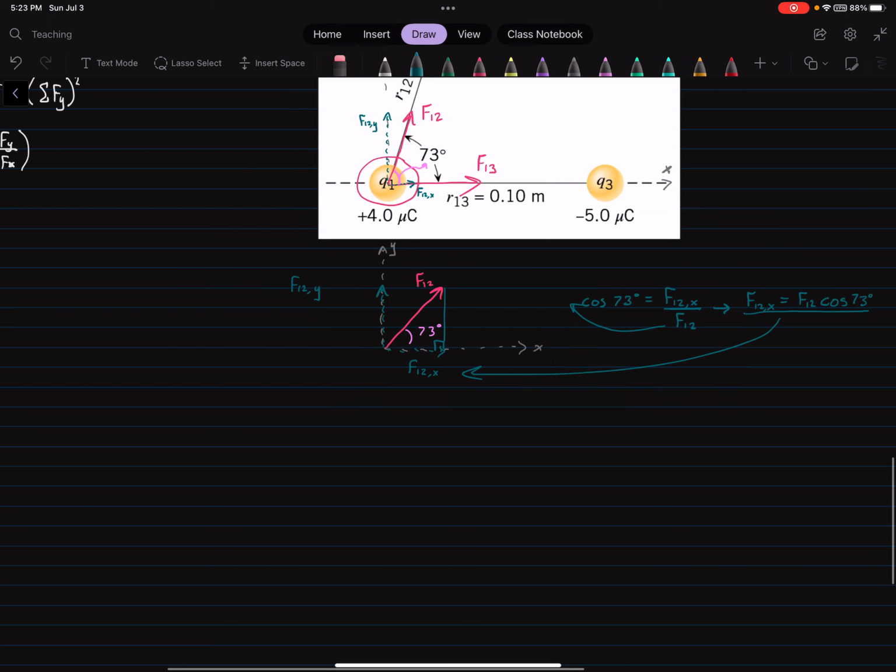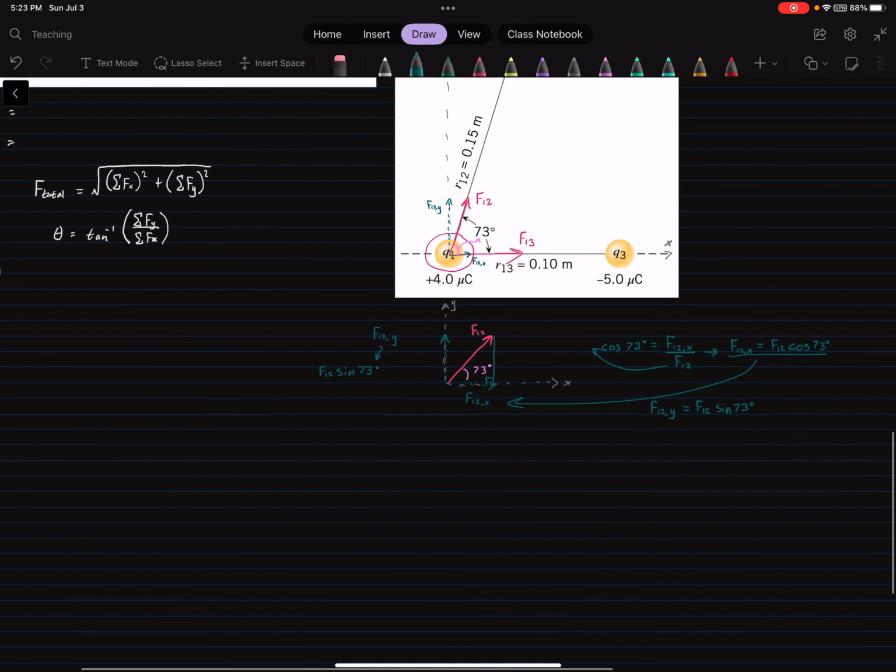So we found that component. Likewise, you can go through the same reasoning to find that F12 in the y direction, that component, is going to be F12 times sine of 73 degrees. So this is equal to F12 sine of 73 degrees. All right.